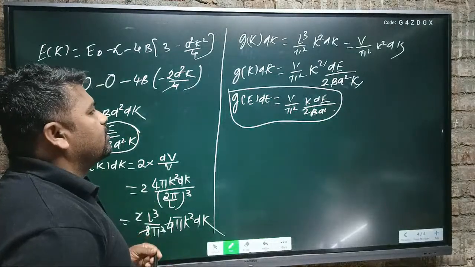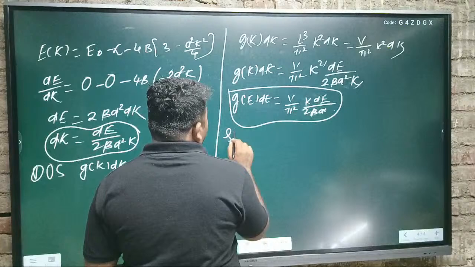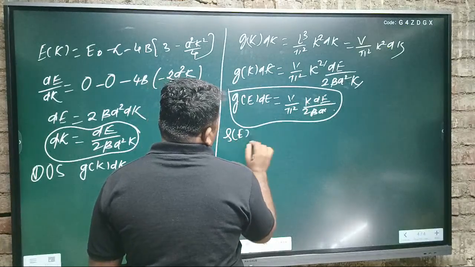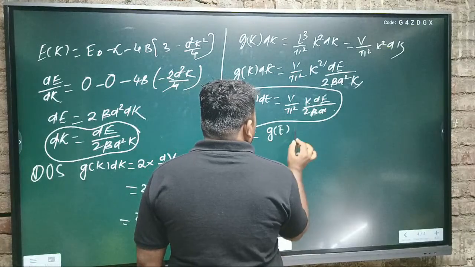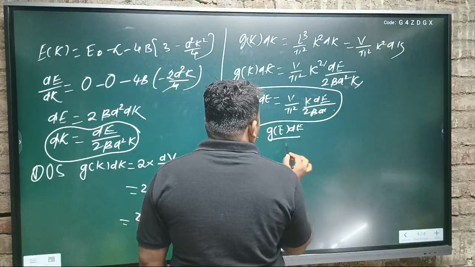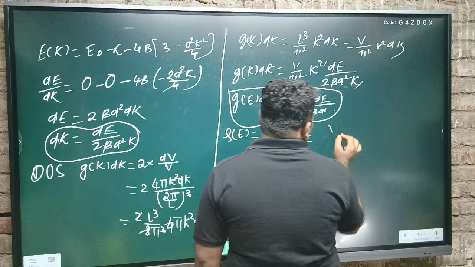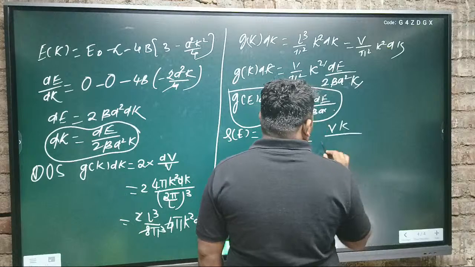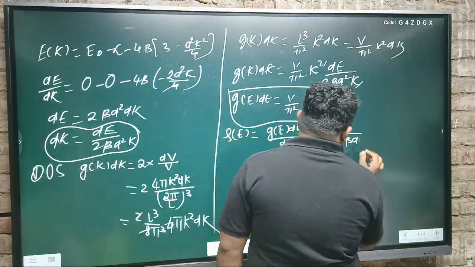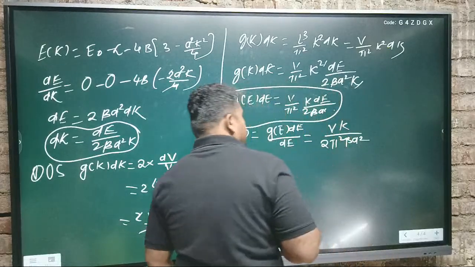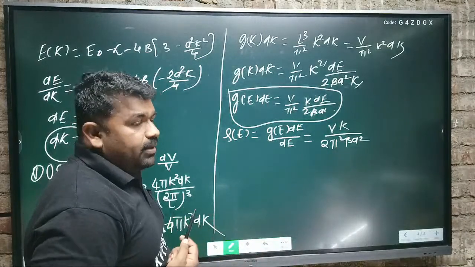Next, our aim is to find the density of states. Then density of states ρ(E), suppose ρ(E) is equal to g(E) dE upon dE. Okay, dE gets cancelled. This becomes Vk upon 2π² βa². Yes or no? Now here we can write down the k in the form of E.